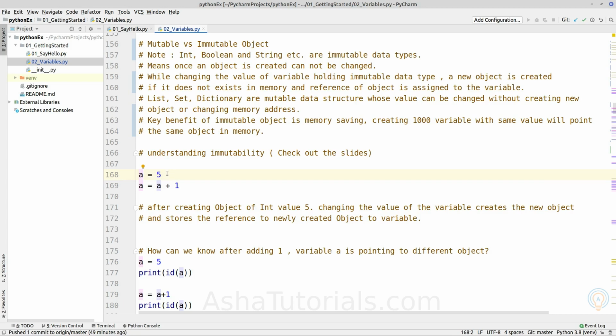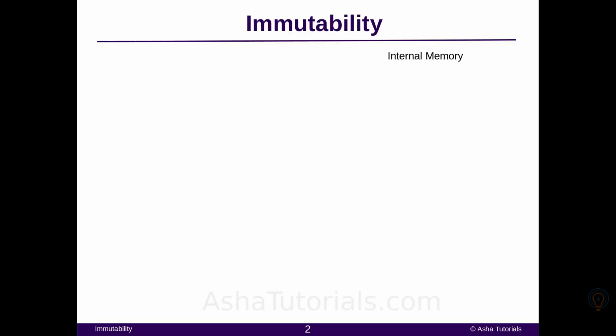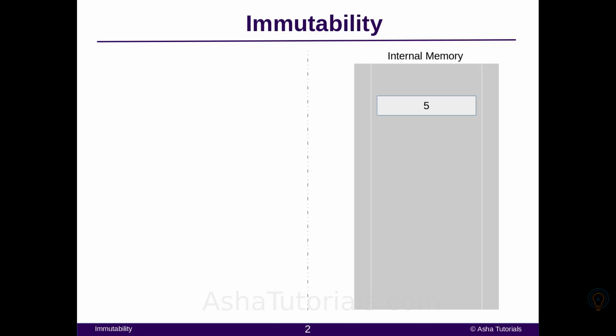Suppose a is holding value 5. Now afterwards, if we increment the value of variable a or assign a different value of type integer, then what happens? Let's check it out in slides. Okay. So when variable a is created, an object of integer type with value 5 is created in memory, and the memory address is stored inside variable a.